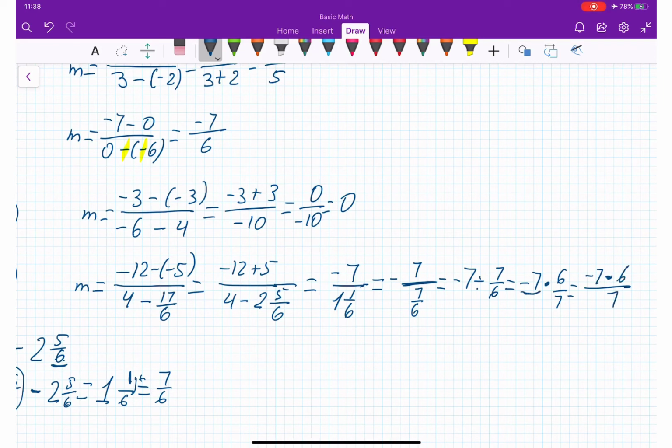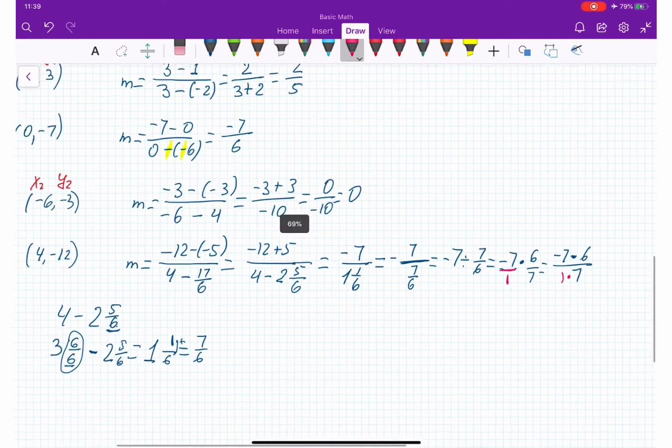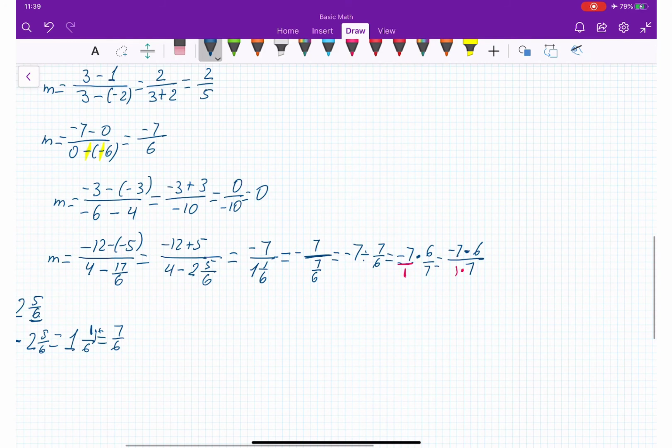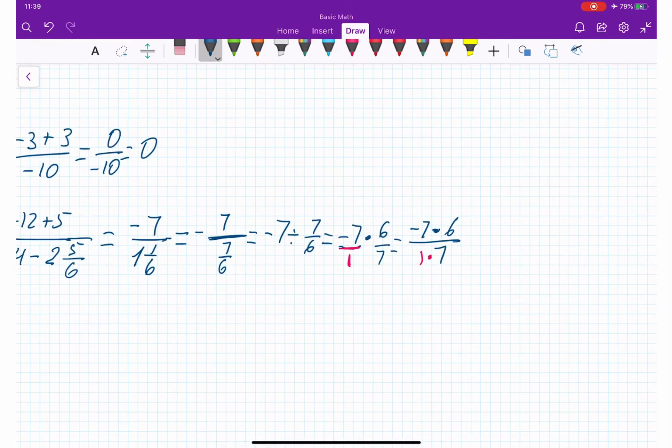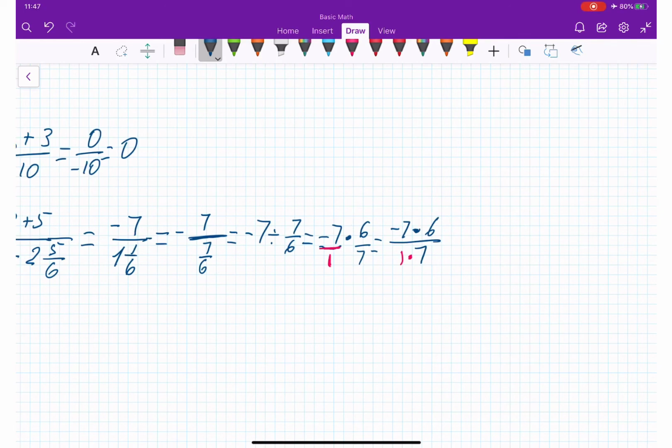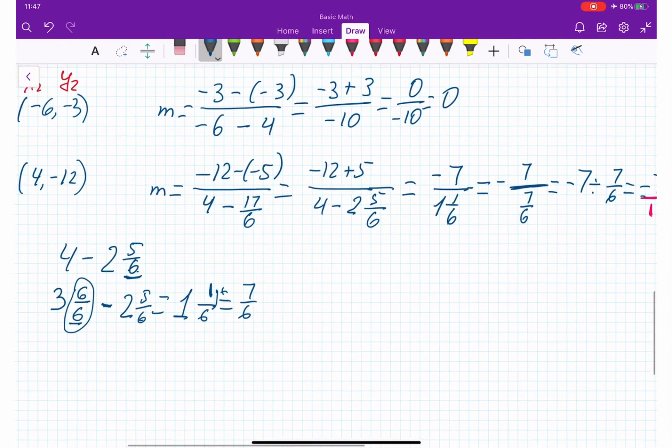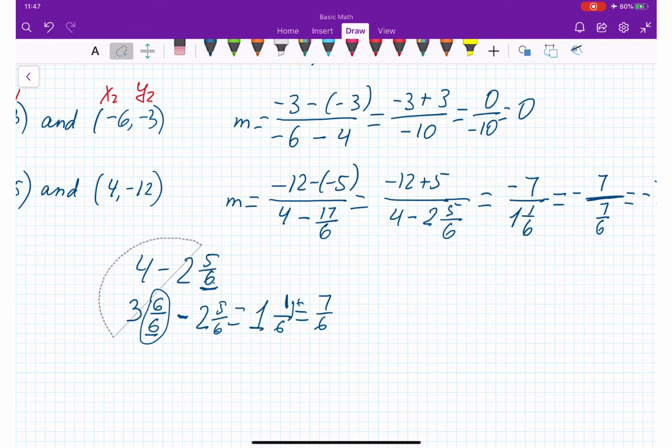Why did this negative 7 go up? Because negative 7 is a whole number, that means the denominator is 1, right? Which means when we do multiplication, we multiply numerator by numerator and denominator by denominator. And the answer we get, negative 7 is gone, and the answer will be negative 6. So practically, the slope is negative 6.